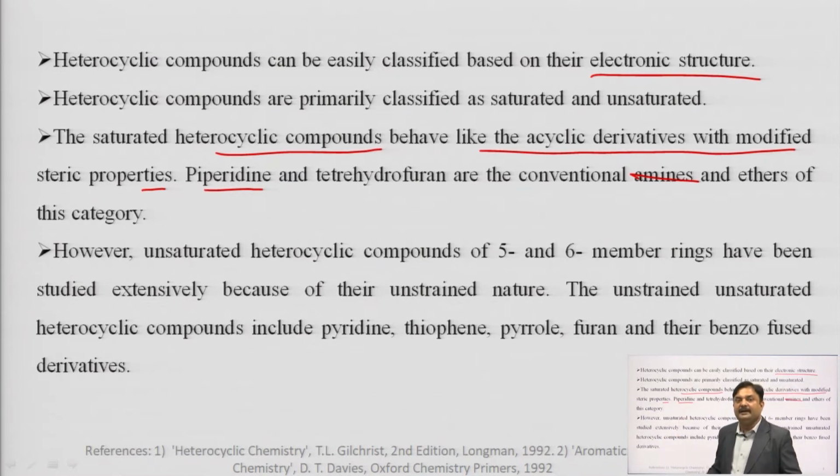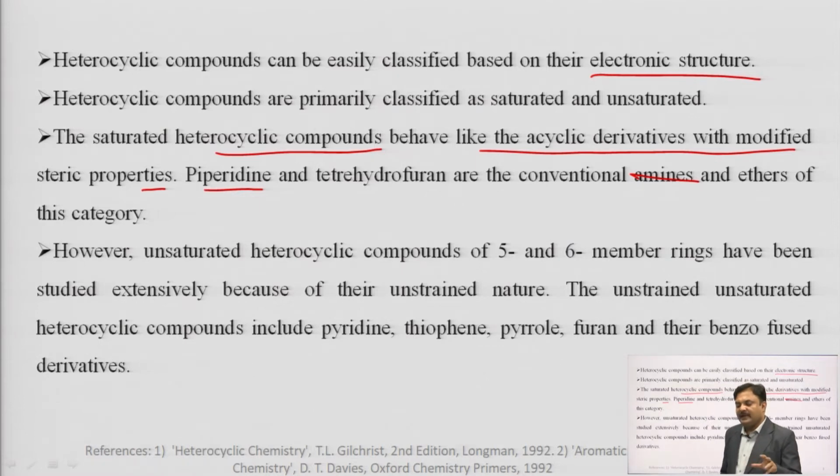and up to 9, 10 you can say. But out of those categories, the 5 and 6 member rings have been studied extensively because of their unstrained nature. When I am saying unstrained nature, it means these rings or compounds are most stable. Minimum amount of strain is present in the 5 and 6 member heterocyclic compounds. Because of their higher stability, most of the important pharmacologically active compounds have 5 and 6 member heterocyclic rings.